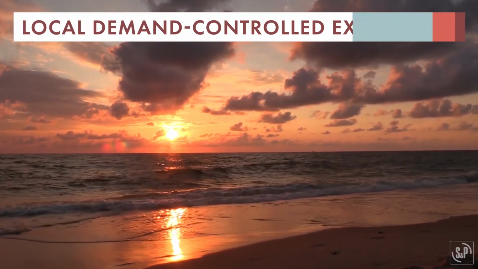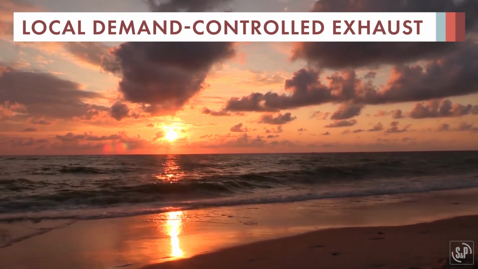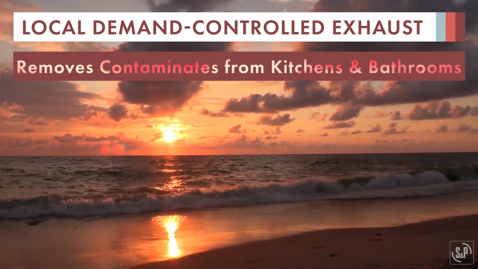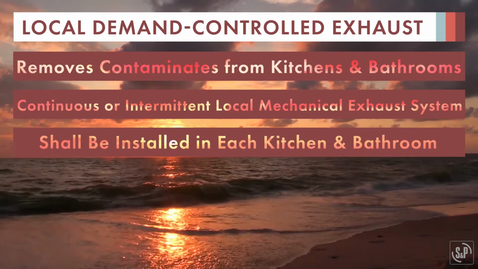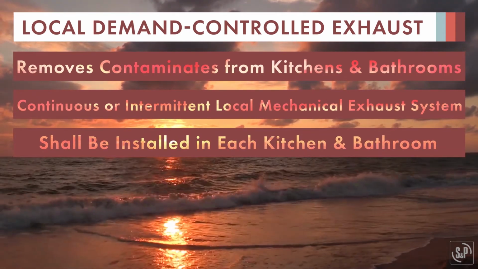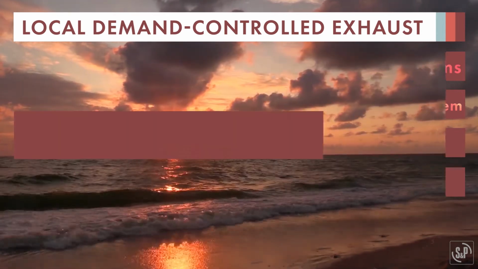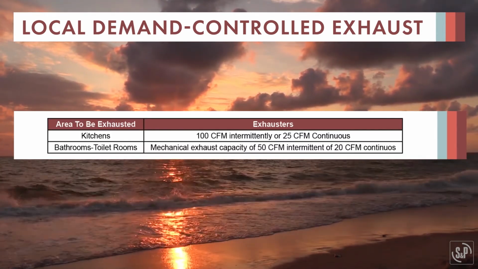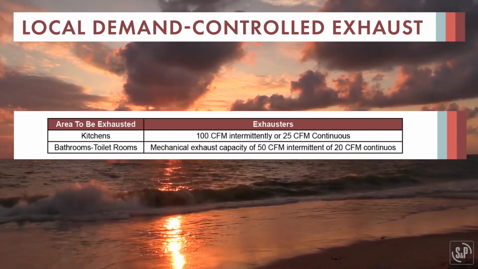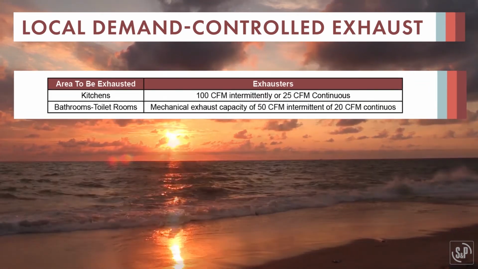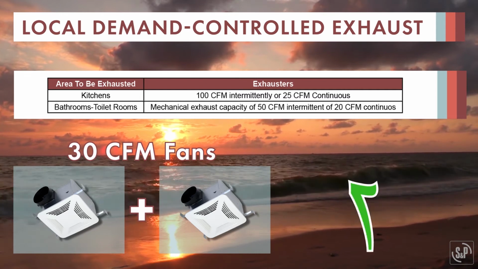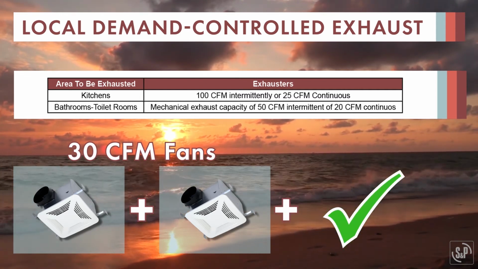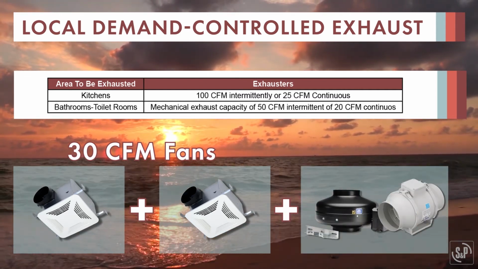The second basic requirement, local exhaust, is intended to remove contaminants from kitchens and bathrooms. A continuous or intermittent local mechanical exhaust system shall be installed in each kitchen and bathroom and meet the CFM requirements in this table. Remember, the local exhaust fans do count towards the whole house ventilation requirement. So for this example, two 30 CFM bathroom exhaust fans running continuously would meet the ventilation requirement in addition to a 100 CFM intermittent range hood in the kitchen.